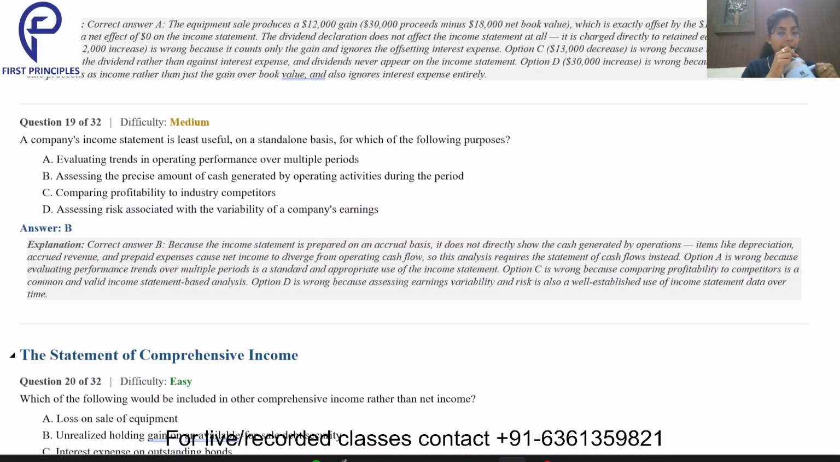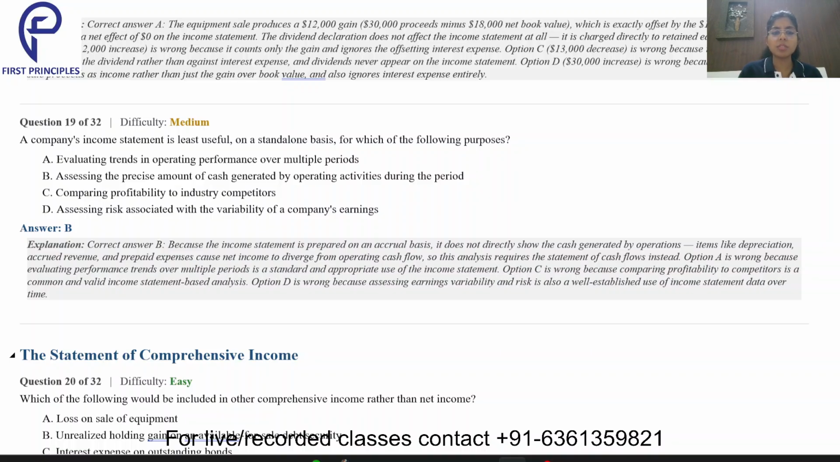Now question number 19. Question number 19 is about a company's income statement being least useful on a standalone basis for which of the following purposes? That means in which of the following scenarios, when we are individually using the income statement, it will be useless for us. Option A, evaluating trends in operating performance over multiple periods.